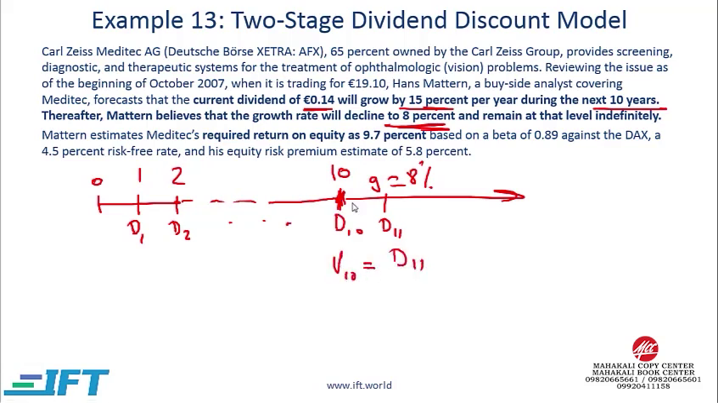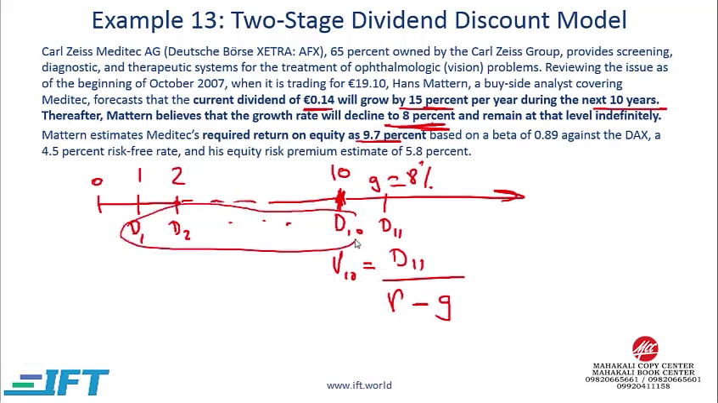It's going to be D11, which you can calculate because you know D10, and then D10 into 1.08 is D11, divided by the discount rate, which is given 9.7% or 0.097, minus the long-term growth rate, which is 8%. That's the G. So this will give you V10. And then how do you come up with the value of the company? It's the discounted value of D1 through D10 and then the discounted value of V10. So it is fairly straightforward.